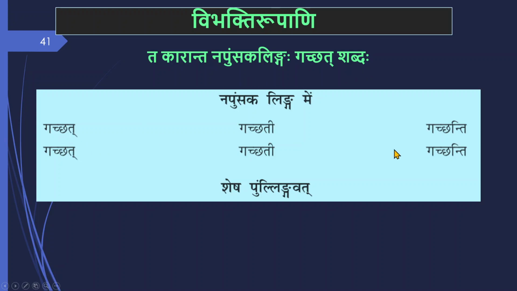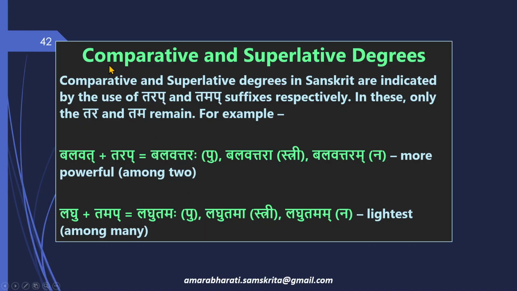Now, the vibhakti rupani for the takaranta pullinga, napumsakalinga, gachat shabdah: Gachat, gachati, gachanti. Gachat, gachati, gachanti. So remaining forms are like pullinga pada. We go further.